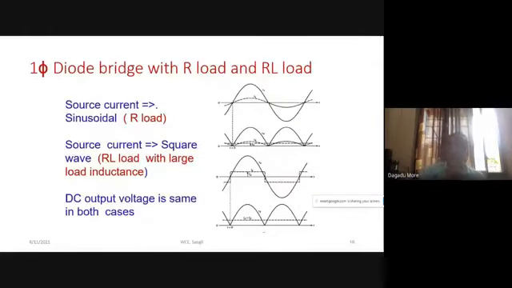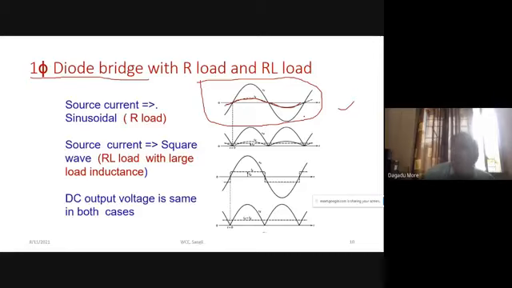This is a combined slide we are showing. We are considering the single phase diode bridge. With an R load, what is our source current? With an R load, our source current is sinusoidal. This is the first diagram. So whenever we have a resistive load on a single phase diode bridge, our source current is sinusoidal. But what happens when you put a large value of inductance?